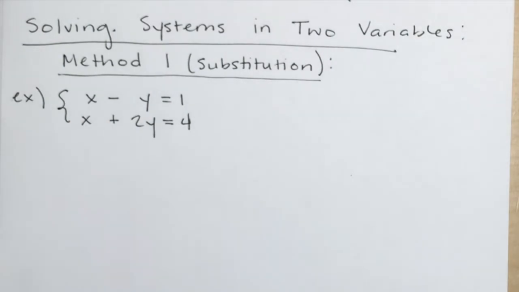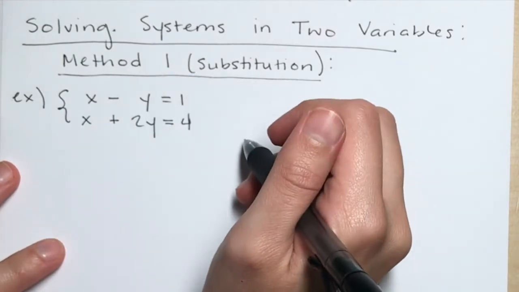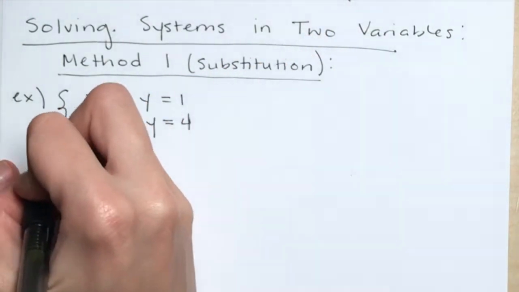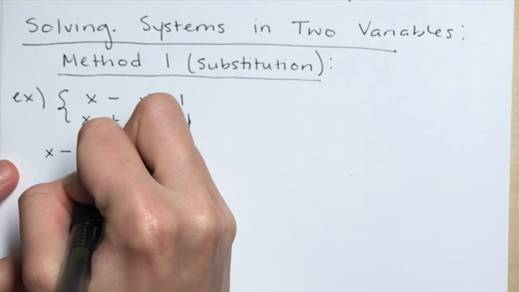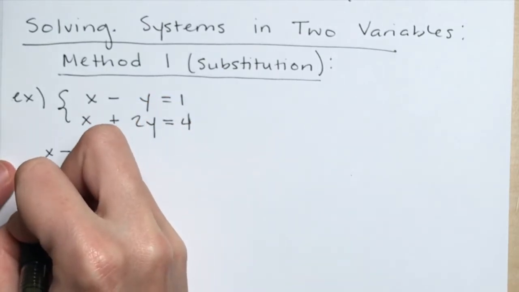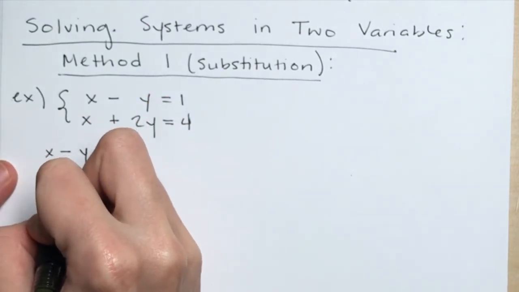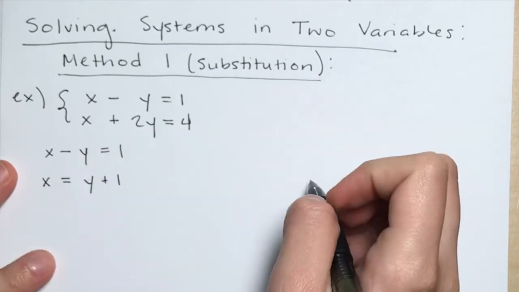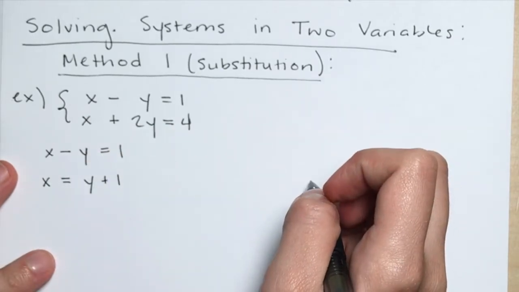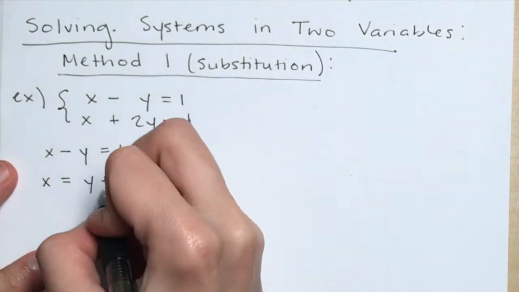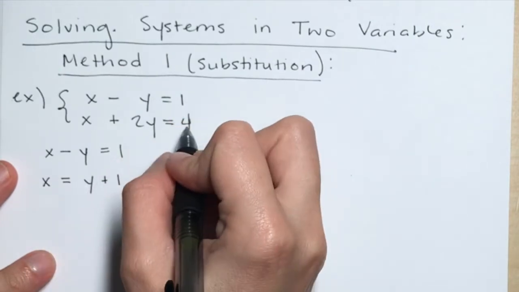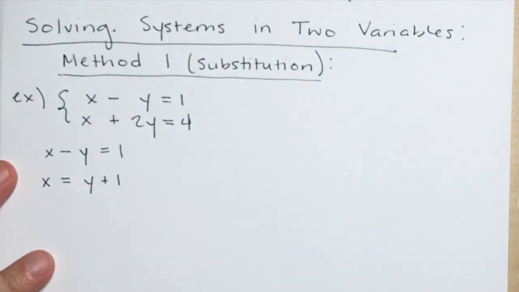All right, is there something easy for us to solve for here? Yeah, let's solve for x again. So x minus y equals 1. That gives us x equals y plus 1. Awesome. So we can plug this into the other equation. We have to plug it into the other equation.